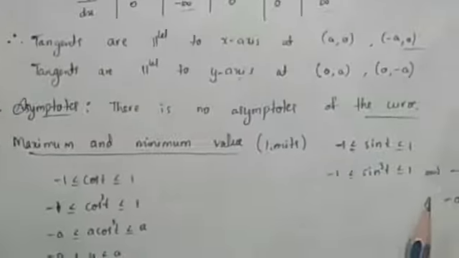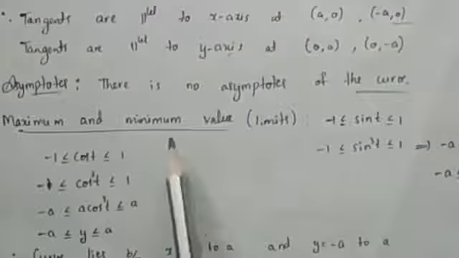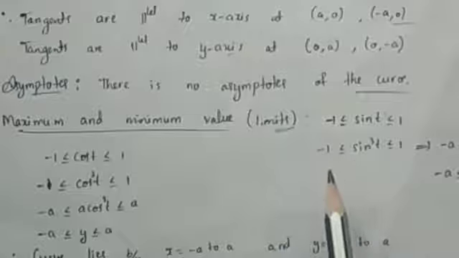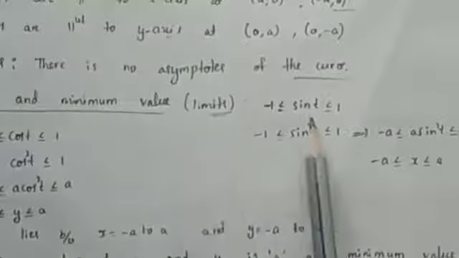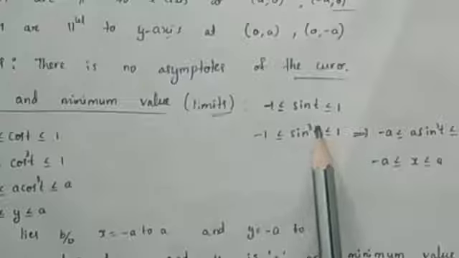The next point is the maximum and minimum values, the limitations. We know that sin t always lies between minus 1 to plus 1.